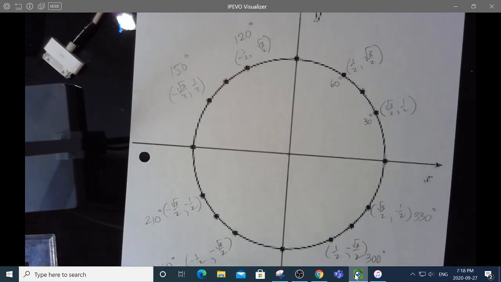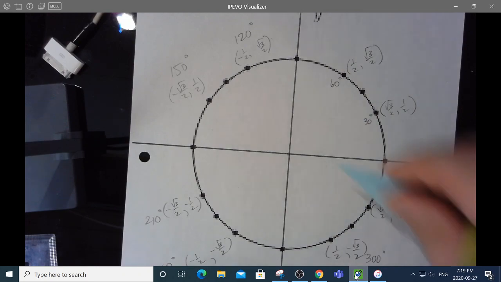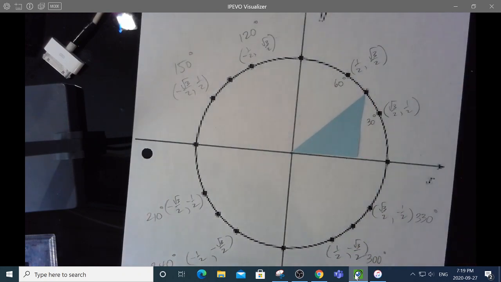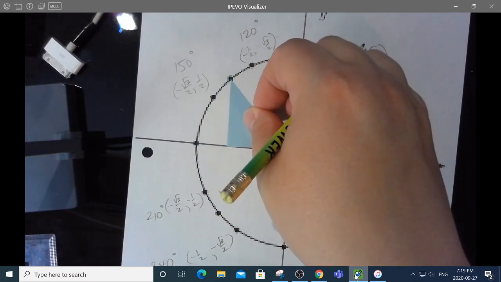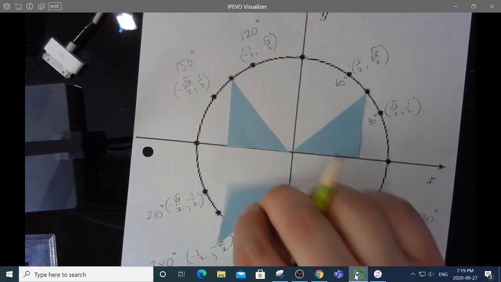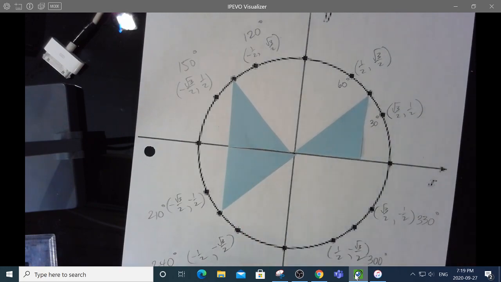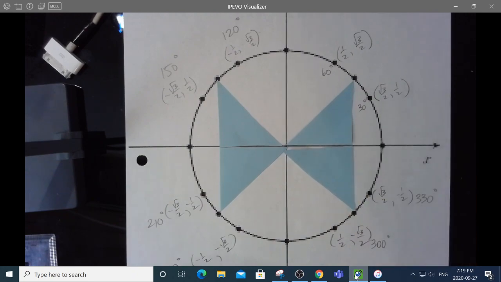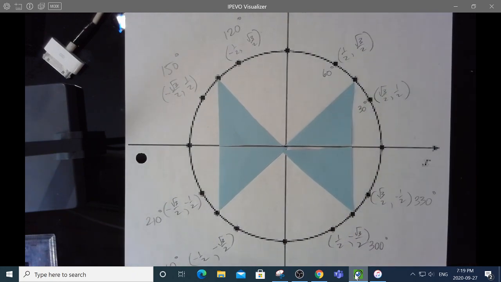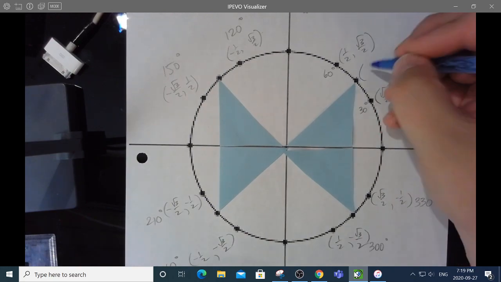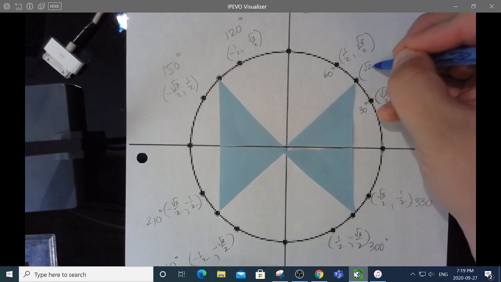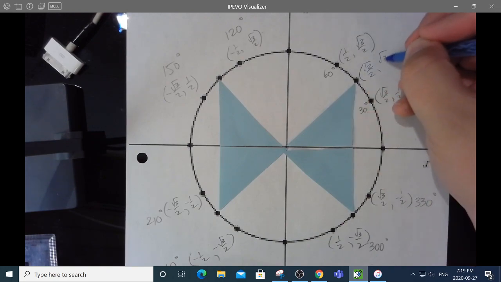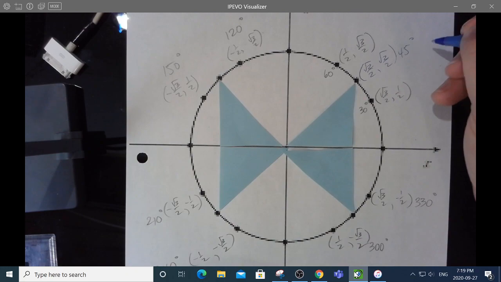What about my 45-degree angles? So I have a 45-degree triangle that can sit here. I have a 45-degree triangle that can sit there. I have a 45 triangle that can sit there. And I have a 45 triangle that can sit there. What coordinates do they all have? I'll do this one in pen. So that means no more mistakes. So this is the coordinates. X is root 2 over 2. Y is root 2 over 2. And that's a 45-degree angle.